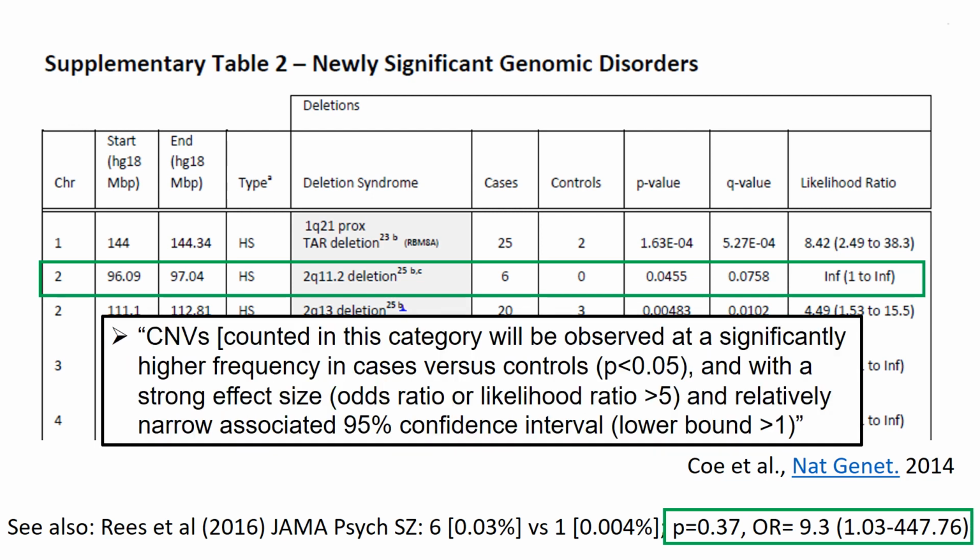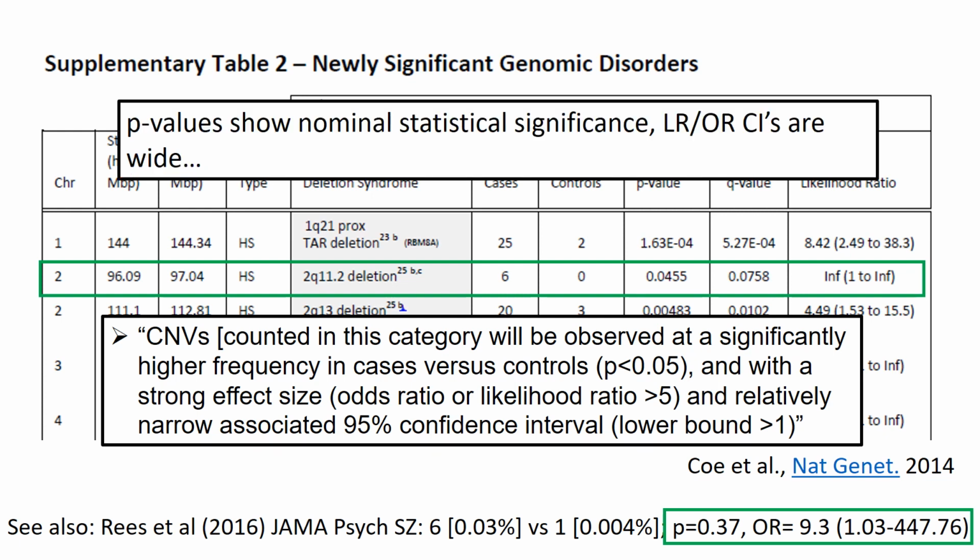According to the CNV interpretation guidelines, CNVs counted in this category will be observed at a significantly higher frequency in cases versus controls, with a p-value less than 0.05, and with a strong effect size, an odds ratio or likelihood ratio greater than 5, with a relatively narrow associated 95% confidence interval, whose lower bound must be greater than 1. The statistical values for this region do not appear to satisfy these criteria.